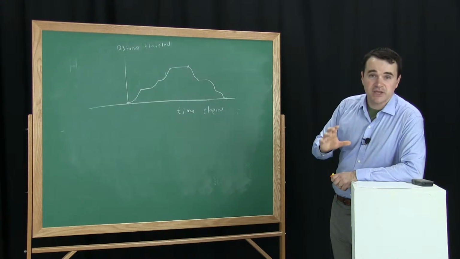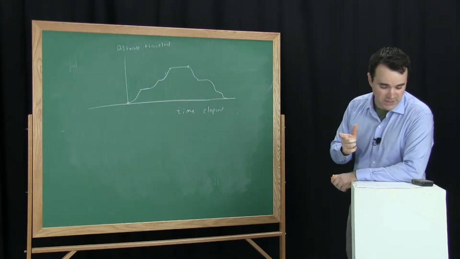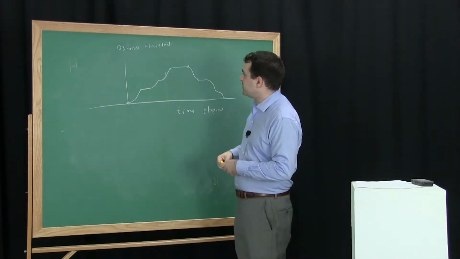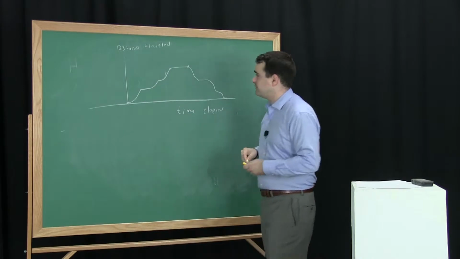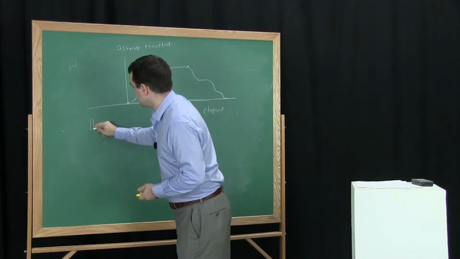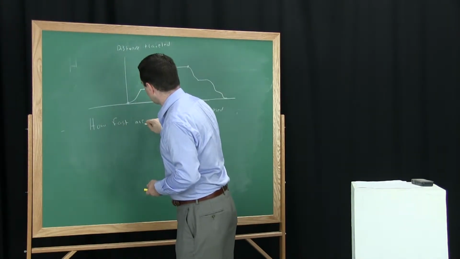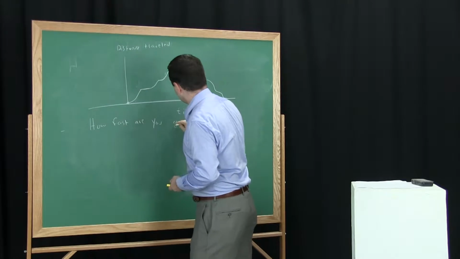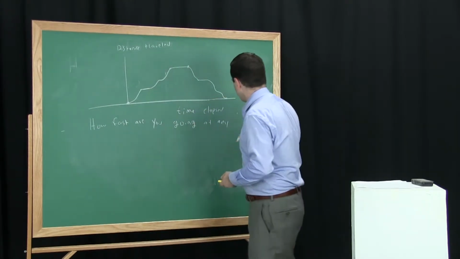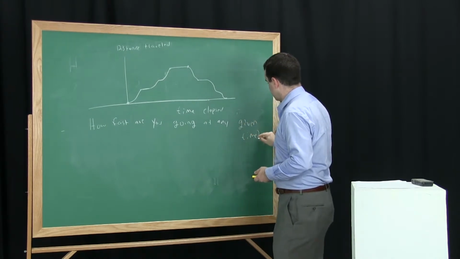And so one thing your car can do for you is it can tell you how fast you're moving at any given time. And the problem I want to ask us right now is, just knowing our distance traveled, there's this physics problem that says, how fast are you going at any given time?